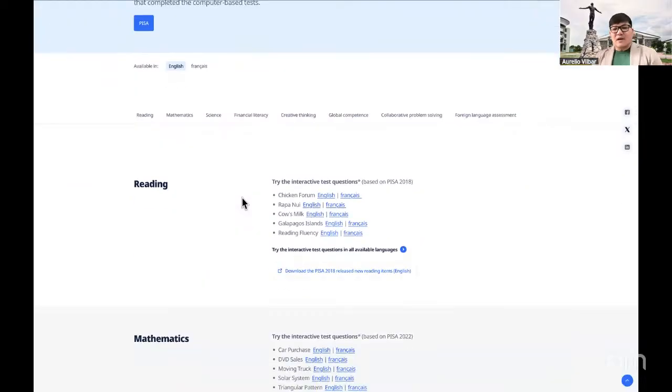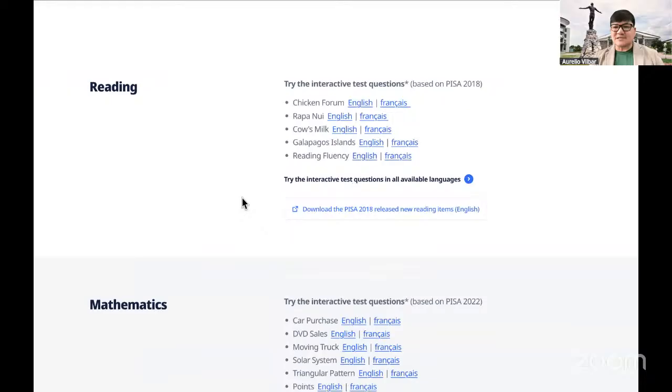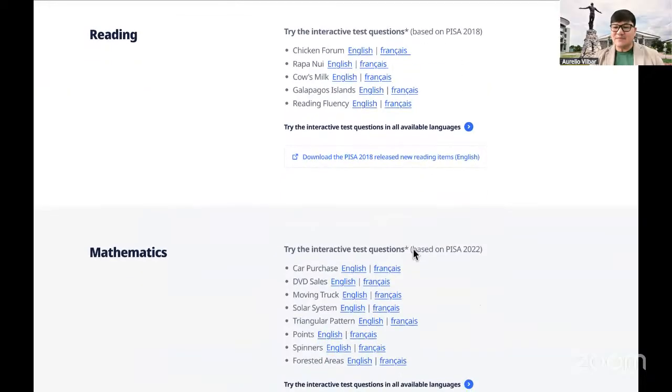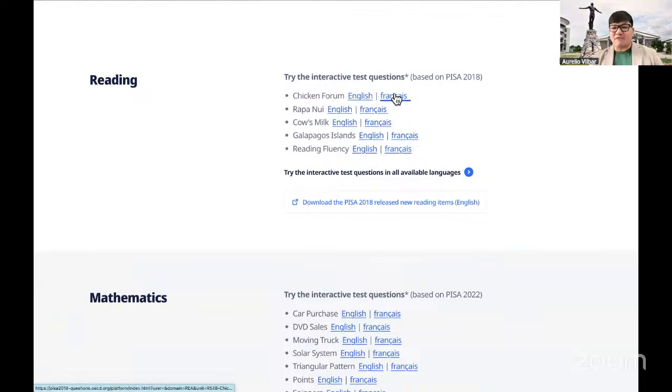So, these are examples of PISA tests conducted in 2018, 2019. Now, take a look at it. My English, my French. So, which means again, in the PISA, the country has a choice. What is the language of your assessment or test? Would you want English? Would you want French? Would you want Chinese? In the Philippines, we opted for English.